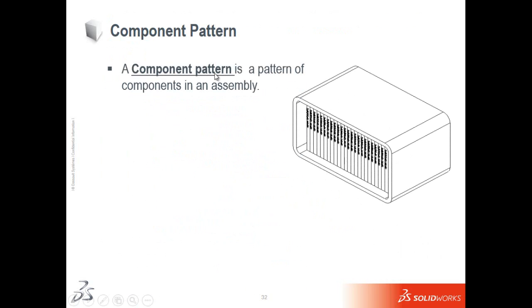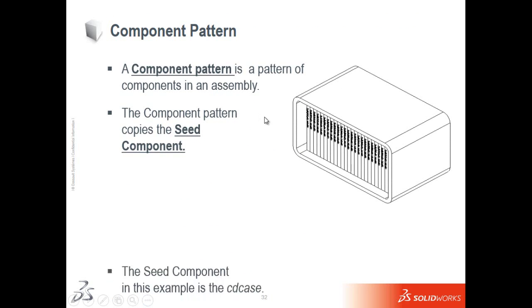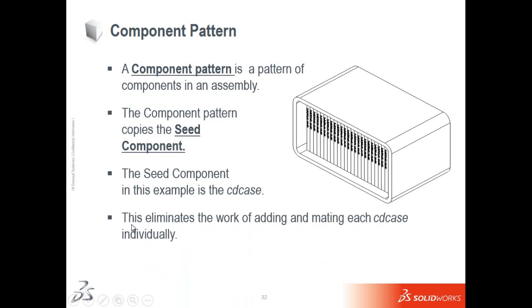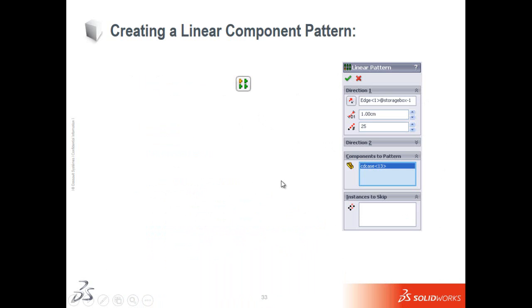All right, so you can make a component pattern. It's a pattern of components in an assembly. The component pattern copies the seed component. So we're going to use the one CD case as a seed component, and then we're going to copy it. This eliminates the work of adding and mating each CD case individually.